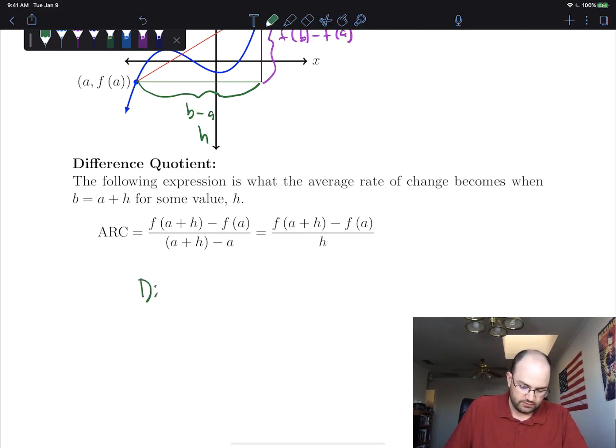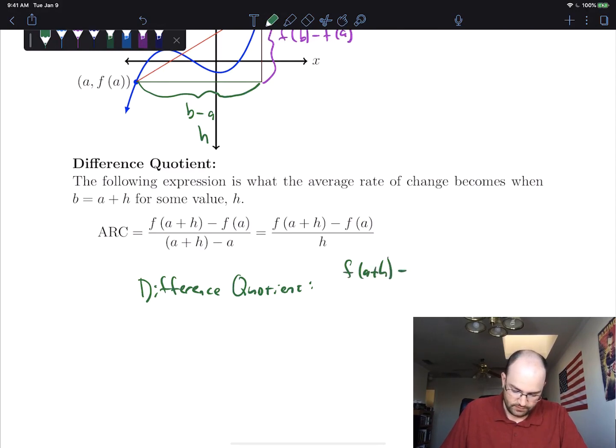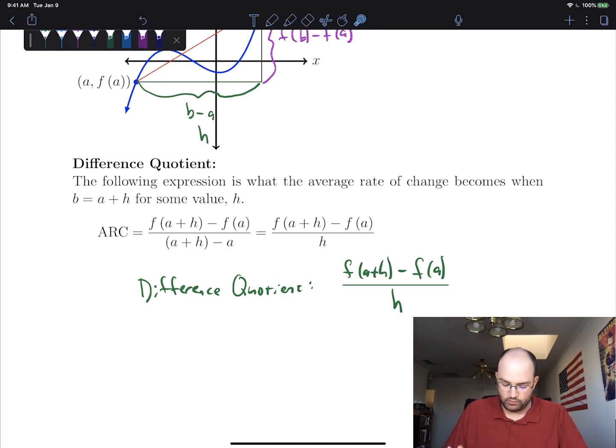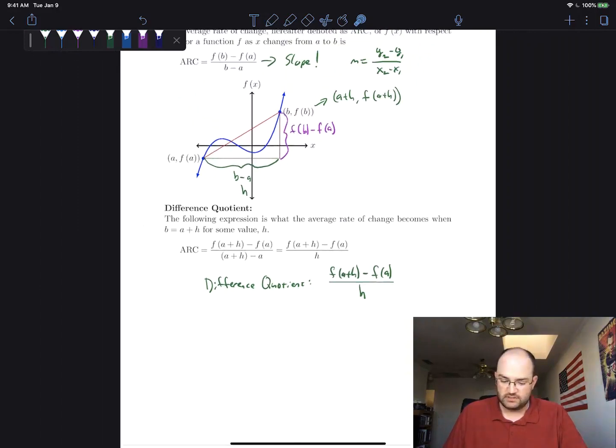So there's something called the difference quotient, and that is f of a plus h minus f of a all over h. That is the difference quotient. And this is very important to understand, that this is just a slope between 2 points. That's really all it is. It looks difficult. It looks different than you've probably seen in the past, but it's just slope. That's all.